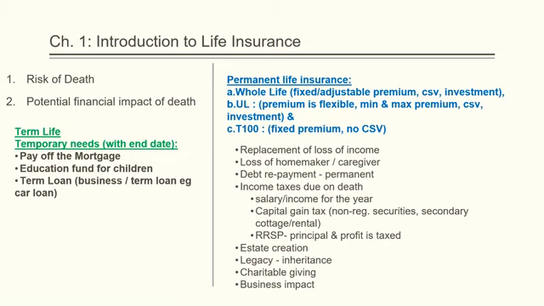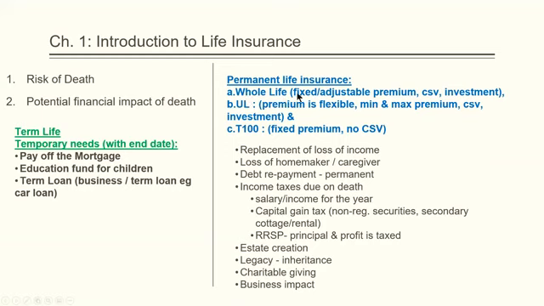Term life insurance has a start date and an end date, and it could be for 5 years, 10 years, 20 years. It could also be longer. Permanent life insurance has three types, as you see on the right side: whole life, UL, and T100.